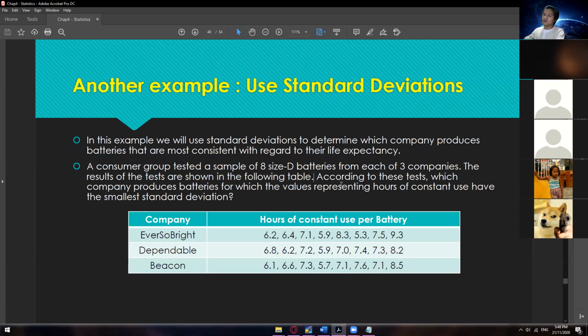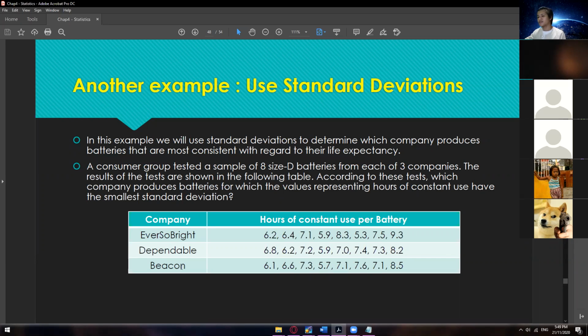According to this test, which company produces batteries for which the values representing hours of constant use have the smallest deviation? So again, the smaller the standard deviation, the more consistent the product is. The higher the standard deviation, meaning it already has a large margin of error. Okay, so again, the lesser, the better. So we have 3 companies.